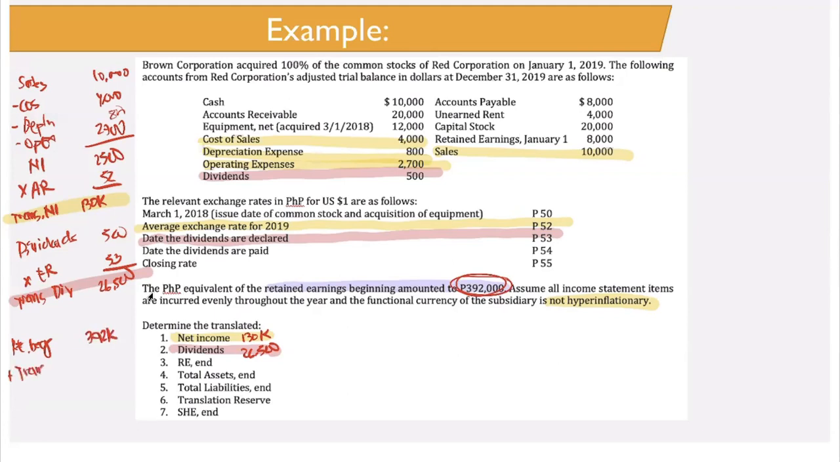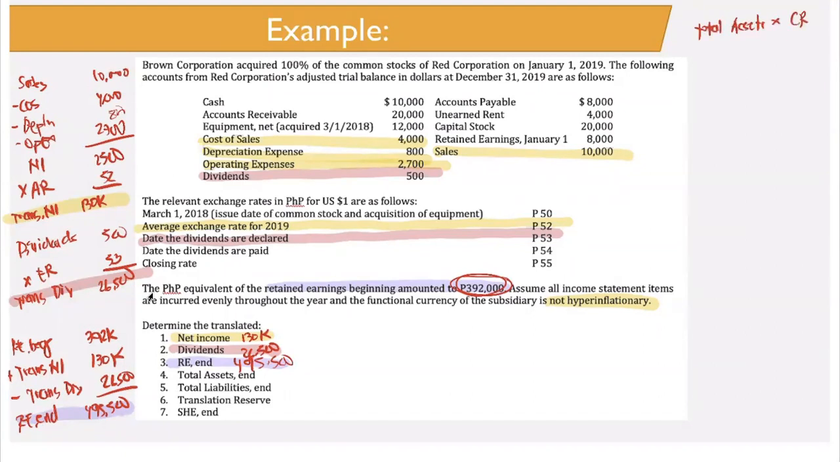Then we add your translated net income, 130,000, less your translated dividend, 26,500. Our RE ending is equal to 392,000 plus 130,000 less 26,500. We have 495,500. So our answer in RE end, 495,500.